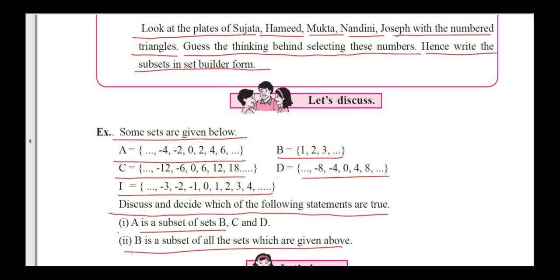We'll see them one by one. A हा B चा सबसेट आहे का? मग A मधले सर्व एलिमेंट्स हे B मध्ये आहेत का? तर नाही. Therefore A is not the subset of B.